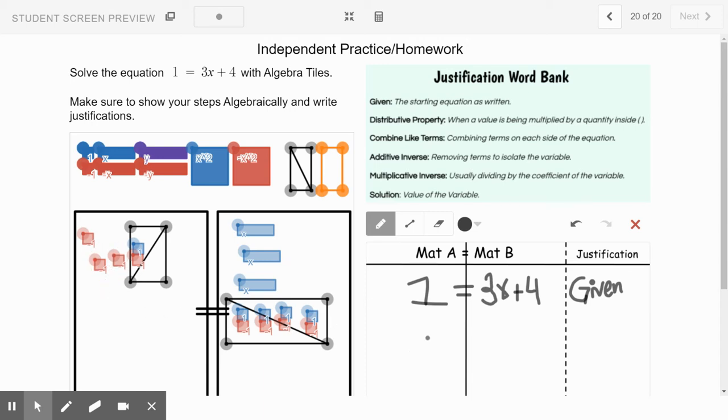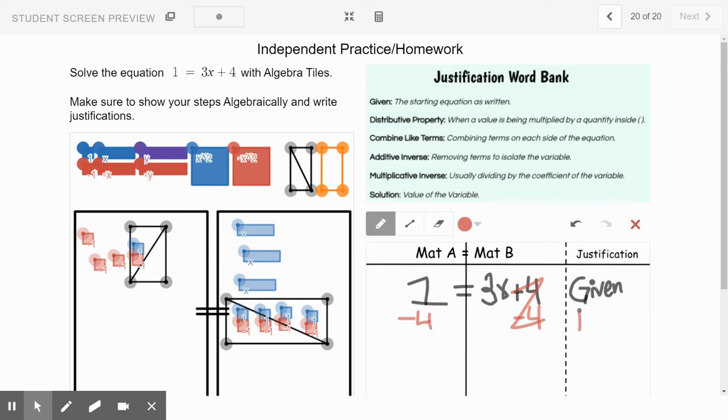So now I need to show my work algebraically. What I did is I added negative 4 or subtracted 4 on both sides. And that made a 0 pair.